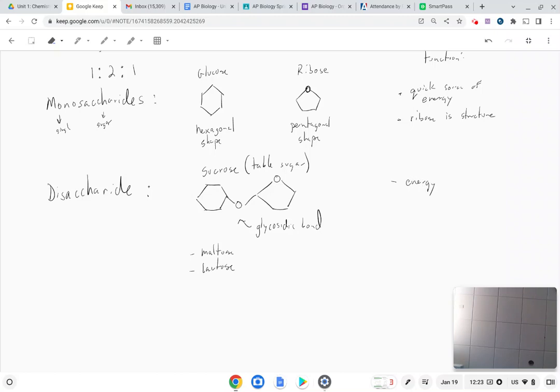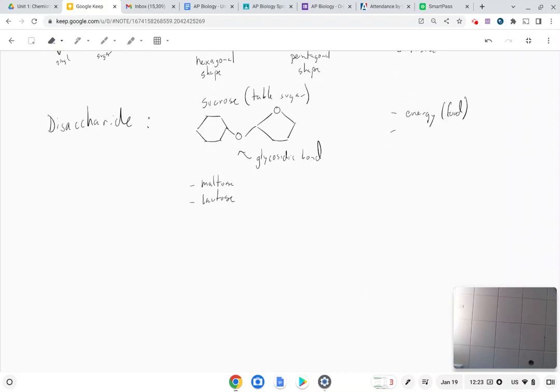Function, pretty much just energy, right? It's like a type of food. Next, polysaccharides. So this is where you've got 3 or more parts. One example that we find in plants are made out of fiber. In fact, paper, like the paper that you're writing on, is composed of a polysaccharide called cellulose.